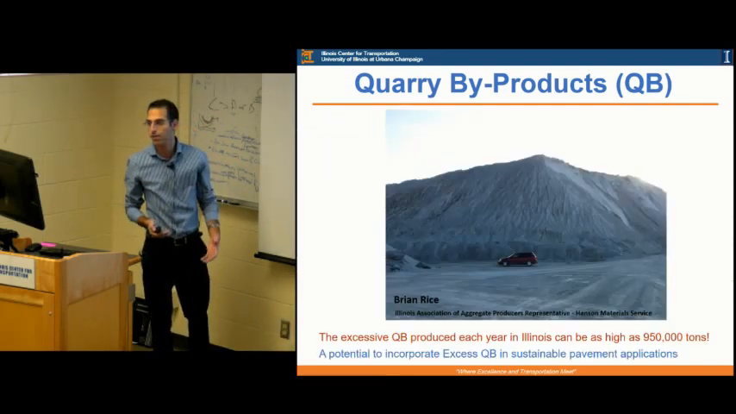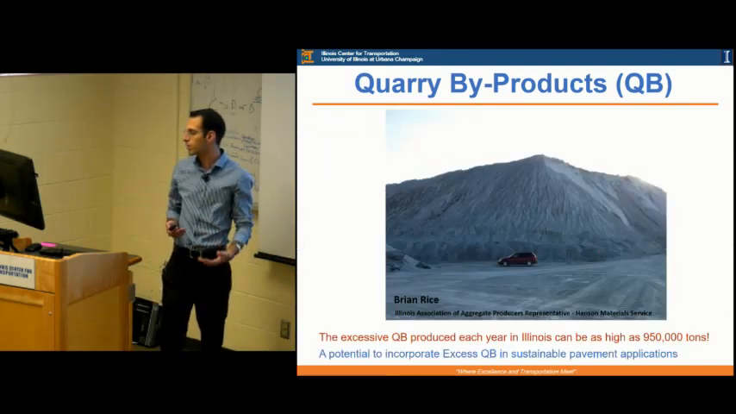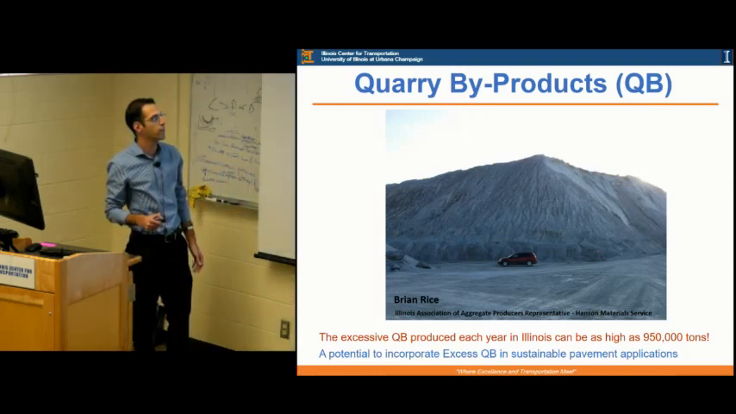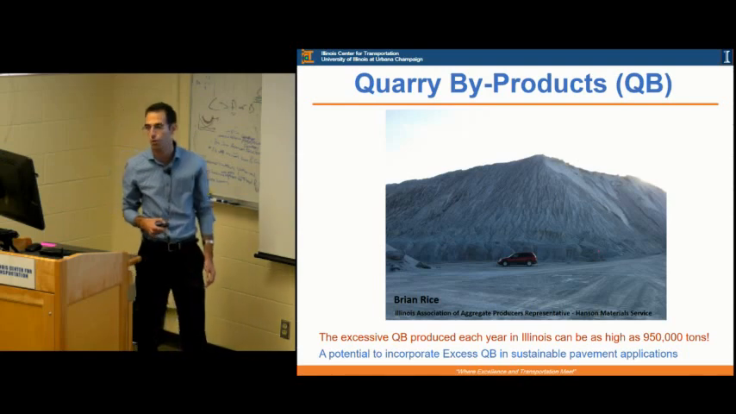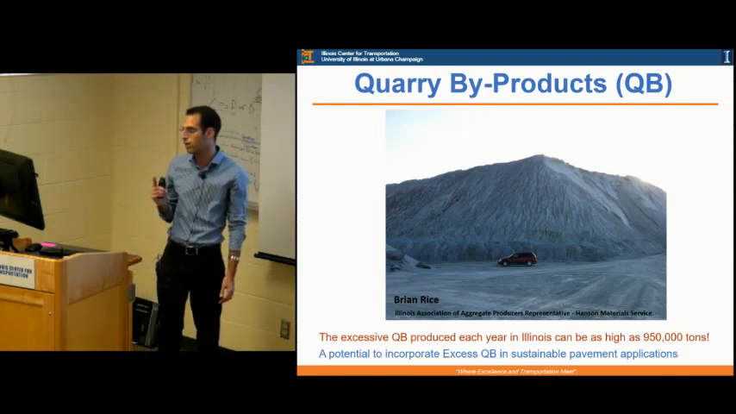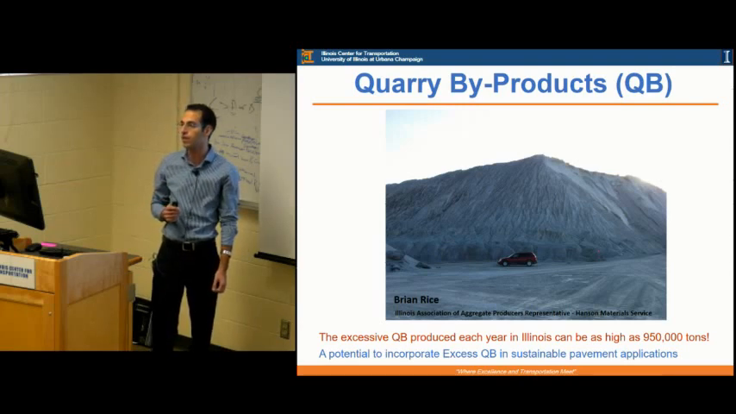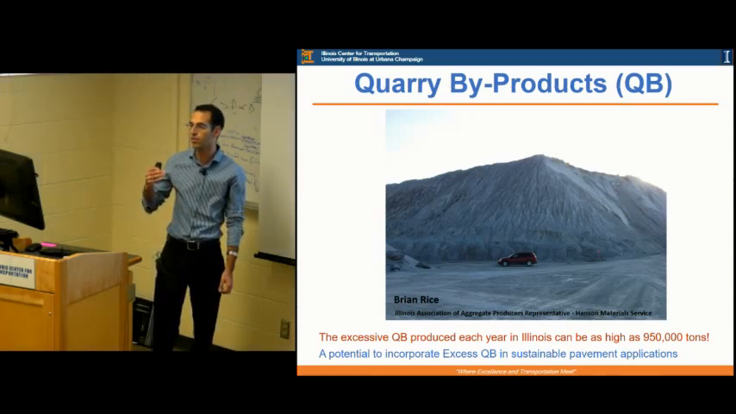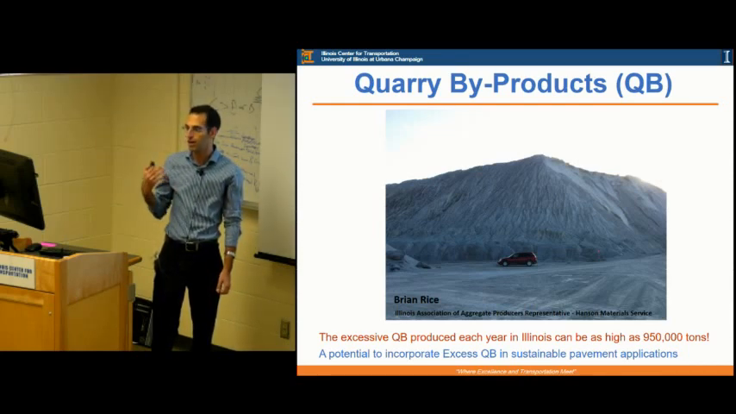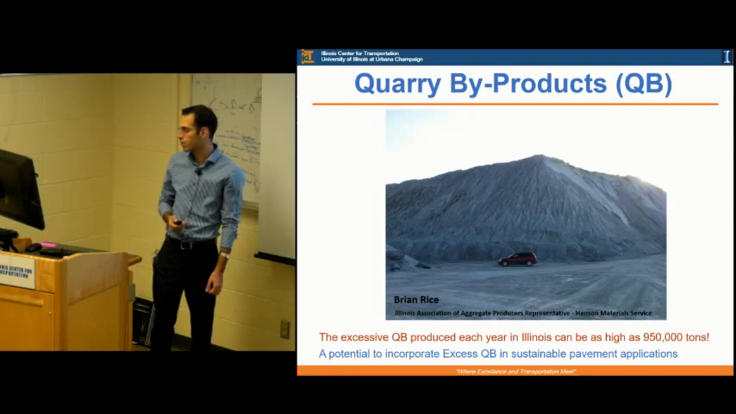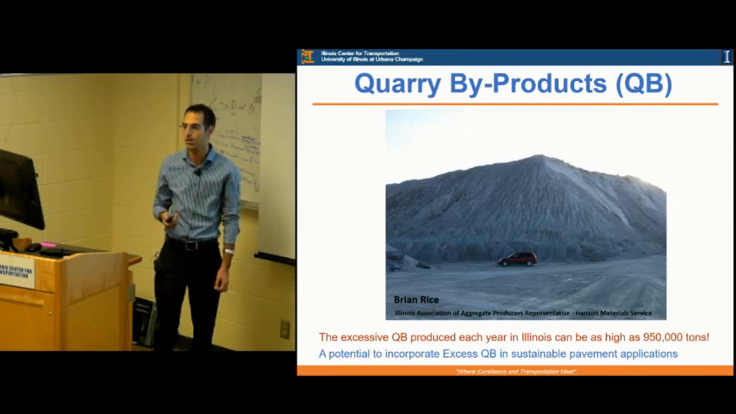Just to give you a perspective about how important it is to utilize quarry byproducts, if you see this big mountain of material, this is a huge mountain of quarry byproducts in just one quarry in the state of Illinois. And there's an estimate that the yearly excess production of quarry byproducts in Illinois is around 950,000 tons of material. So imagine these amounts of materials accumulating every year and interfering with the operations at the quarries. They have to pay for landfill, and it's an expense to them. And there's, of course, a big potential to incorporate these excess quarry byproducts in sustainable pavement applications, which is what we are investing in this project.